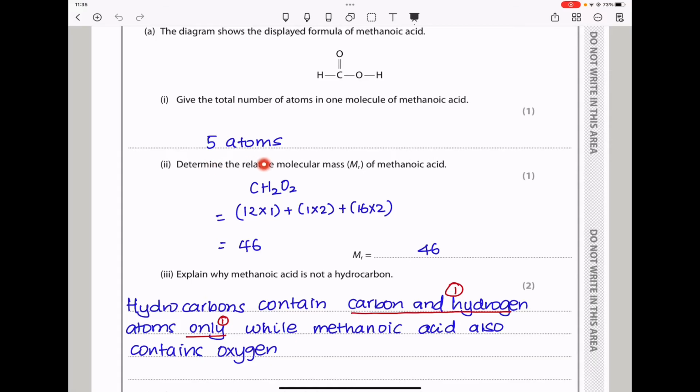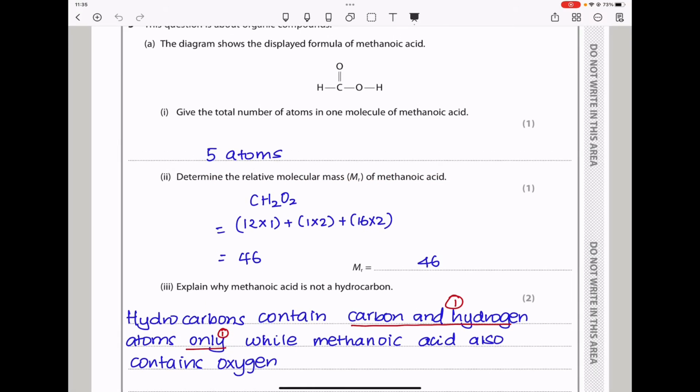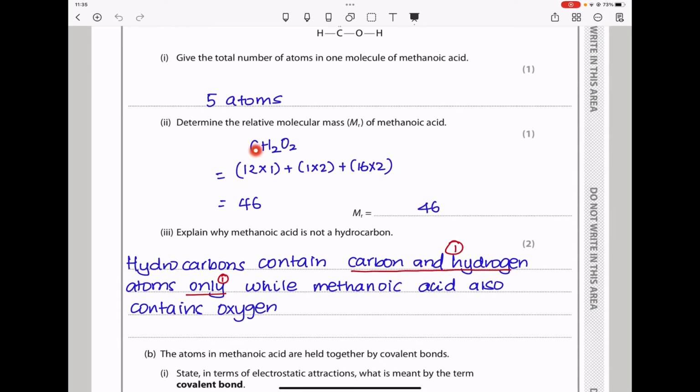And then determine the relative molecular mass of methanoic acid. Now, we have 1 carbon, 2 hydrogens, and 2 oxygens. So it's going to be 12 times 1, plus 1 times 2, plus 16 times 2. Adding everything up, I got 46. So my answer is 46.